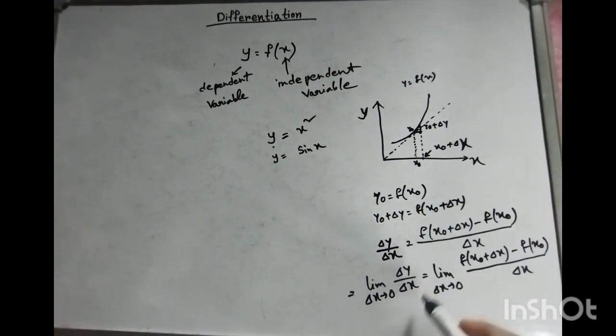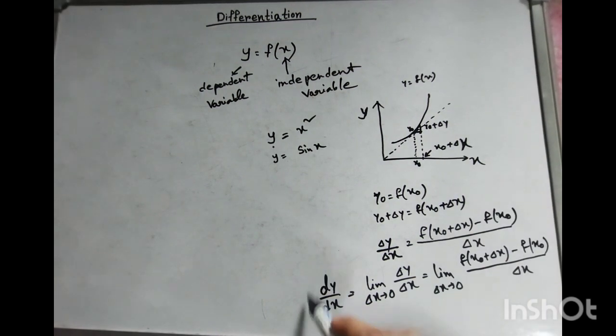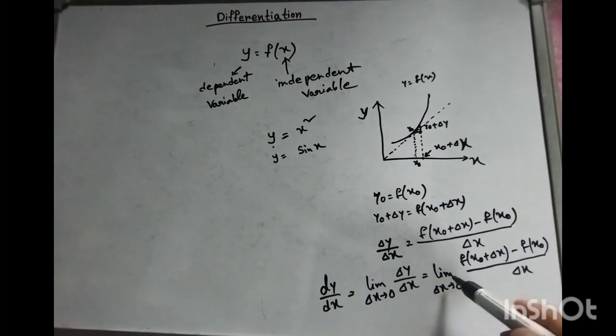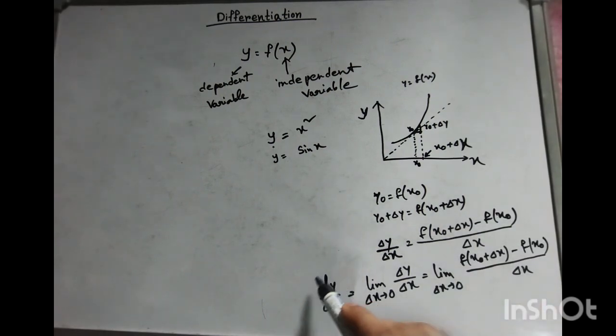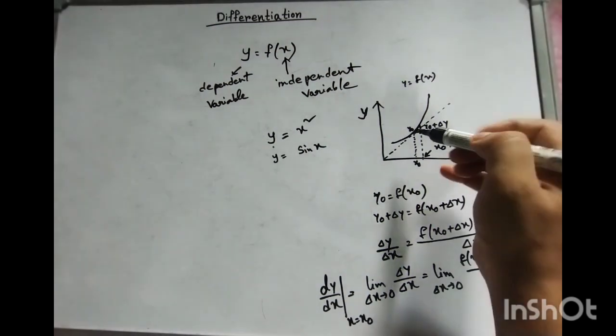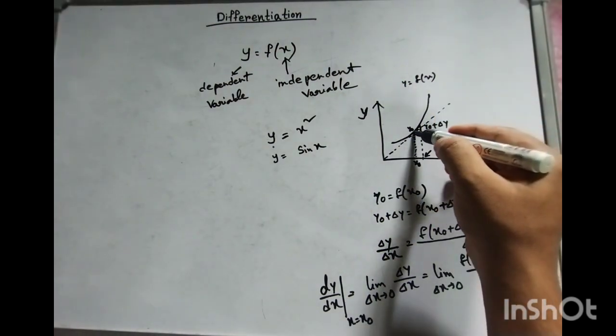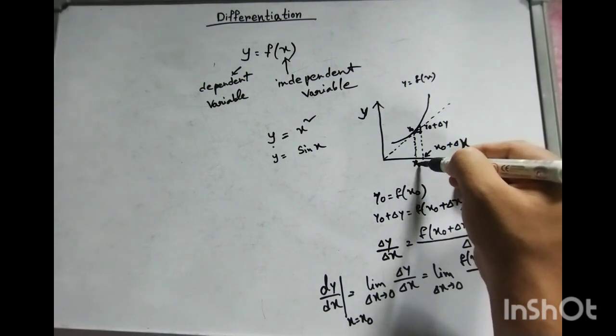and we will call this value d/dx of y. That is, we will read this as the derivative of y with respect to x, and the definition of this is limit delta x tends to 0, delta y by delta x, and that is equal to limit delta x tends to 0, f of x naught plus delta x minus f of x naught by delta x, and we are finding this value at x equal to x naught, because we are finding the derivative of this function at this value x equal to x naught.